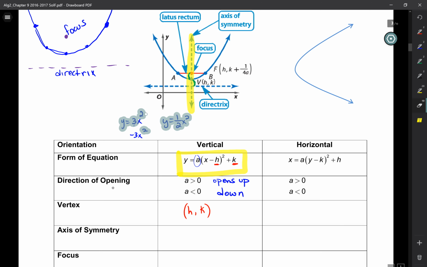Now, let's talk about axis of symmetry. So suppose I had my parabola like this.